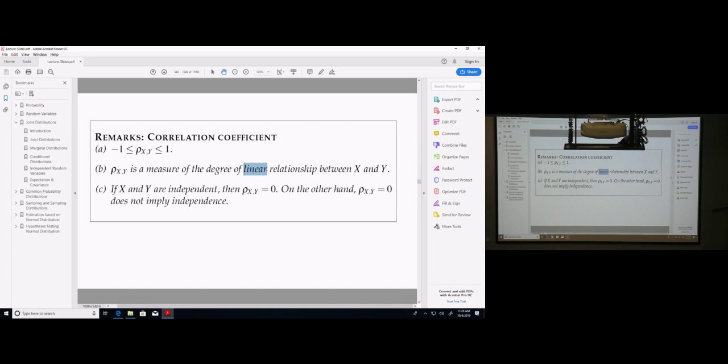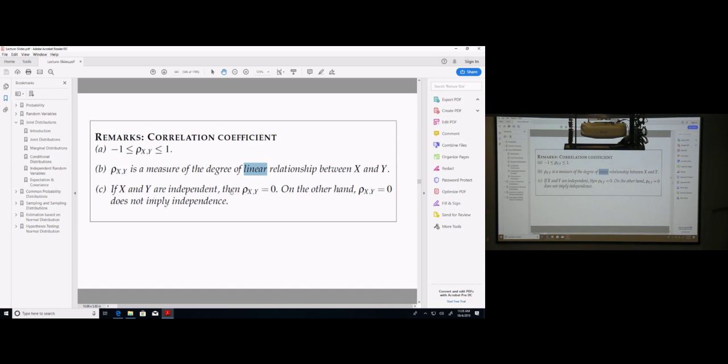So it does not measure anything else. We will see some examples. It's only measuring linear relationships. So if you have a relationship like a circle, when you do your calculations, the correlation coefficient will be 0. But you know that they are highly related. It is related with a quadratic relationship. So this is only for linear.